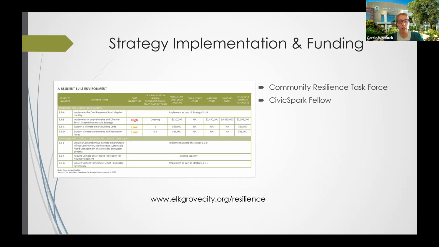So we are really looking at focusing our task force and our Civic Sparks Fellow on that outreach and engagement to ensure we better educate residents on the topic. At the bottom of the slide, you can see the webpage for where you can find our plan. We have a nice story map that goes along with it. And with that, I will finish my part and turn it over to the next speaker.